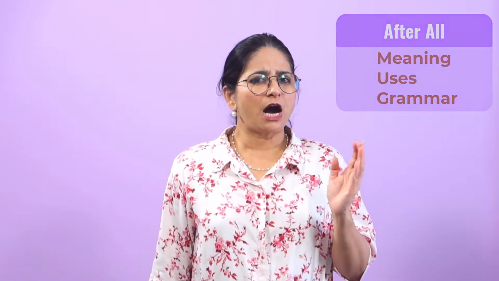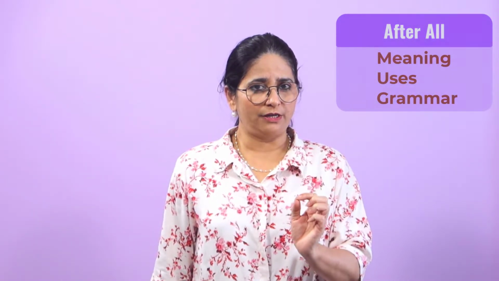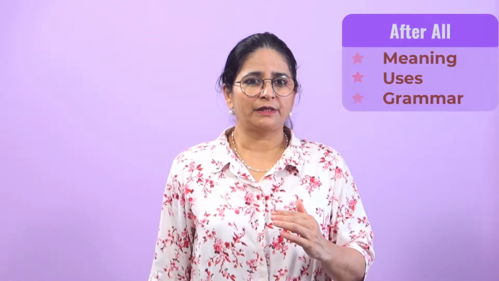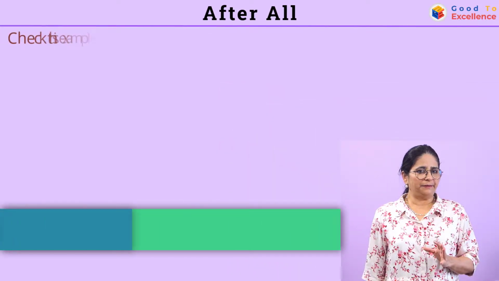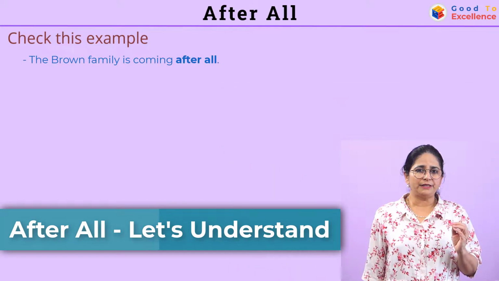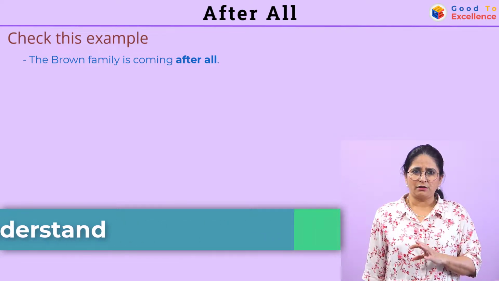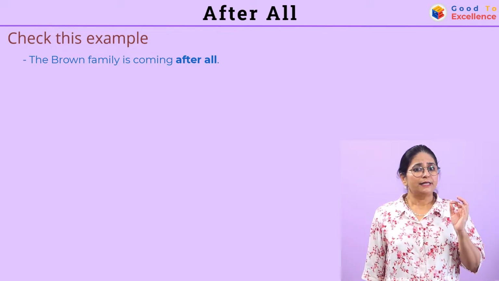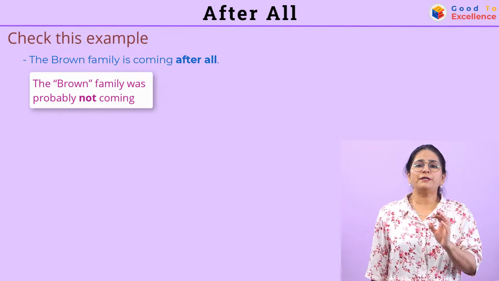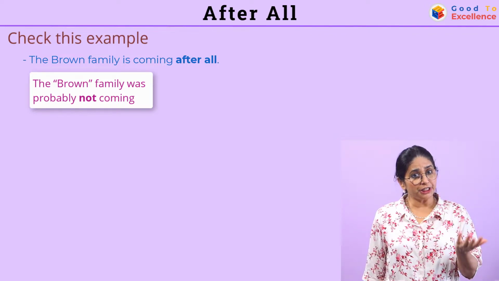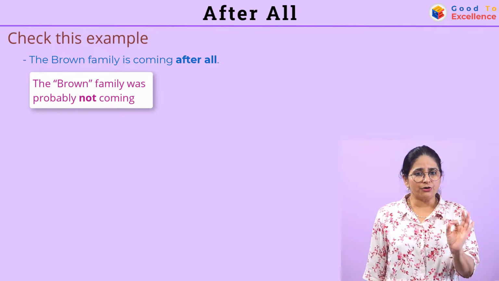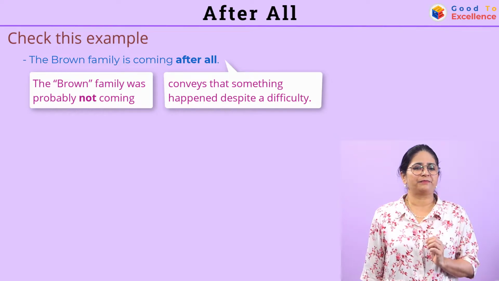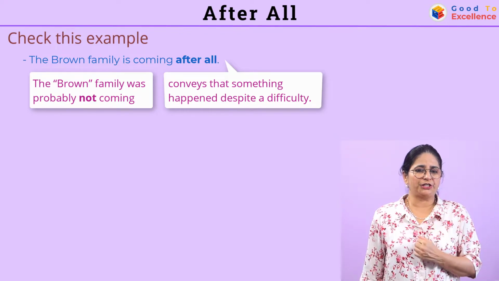Now let's look at how to use after all, its meaning, uses and grammar. Check this example. The Brown family is coming after all. What does this sentence convey to us? It means the Brown family was probably not coming, but the plan changed. So, after all, conveys that something happened despite a difficulty. It conveys a changed situation.